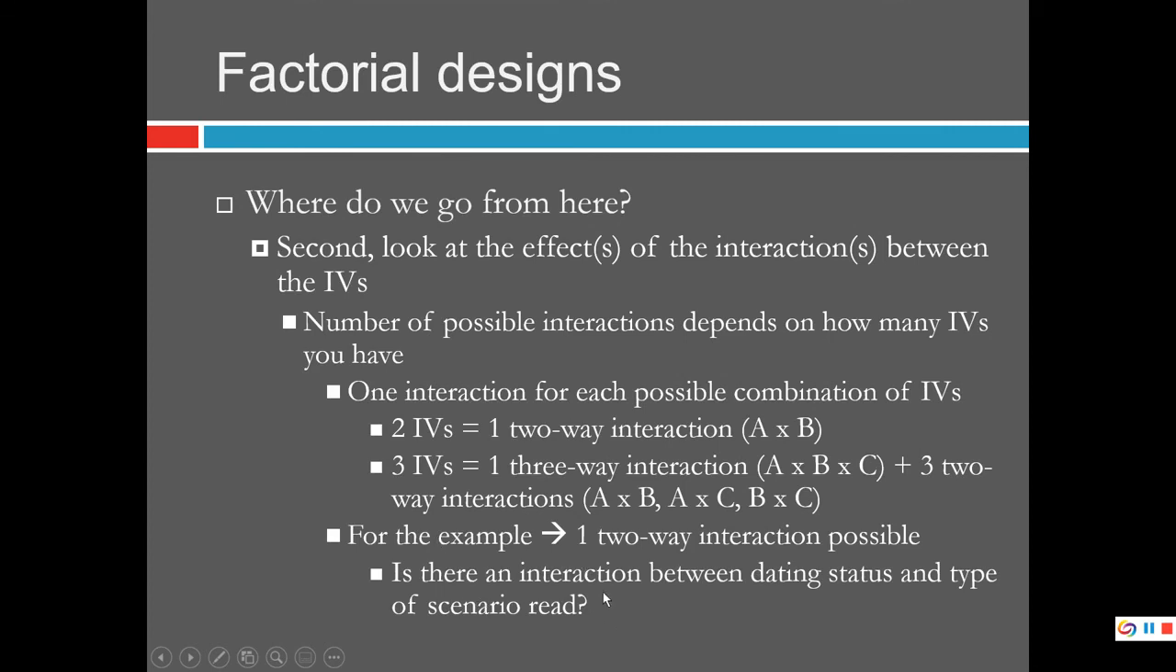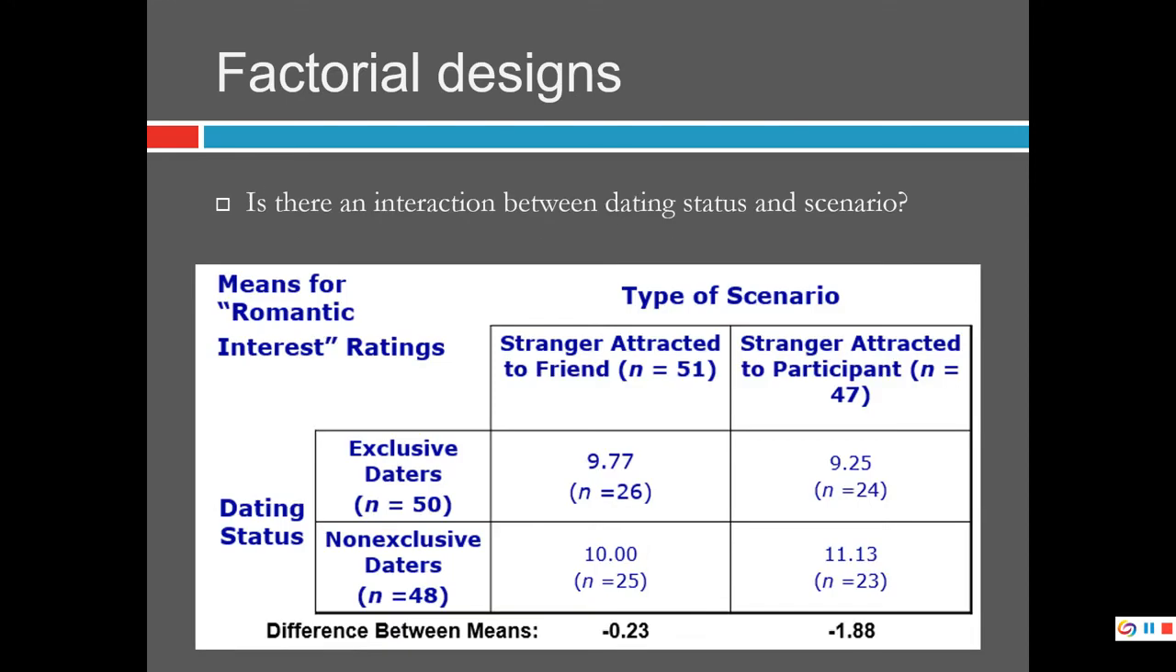In the scenario that we've been using so far, the Bonazzi and Schaefer paper, we again only have this single two-way interaction. So is there an interaction between dating status and type of scenario read? Is there something that makes this set of variables more than the sum of their parts, that tells us something different from those two main effects by themselves?